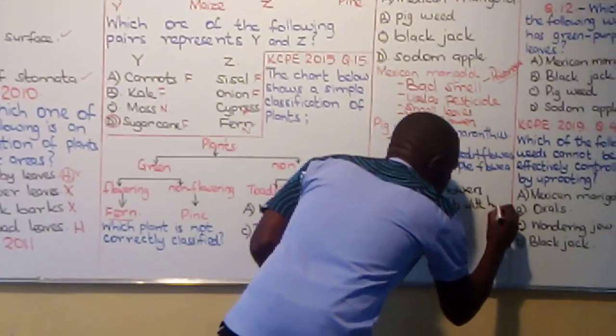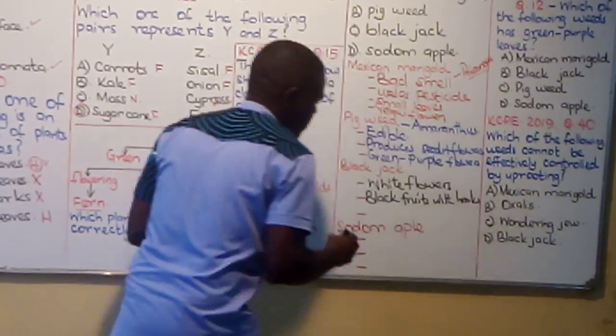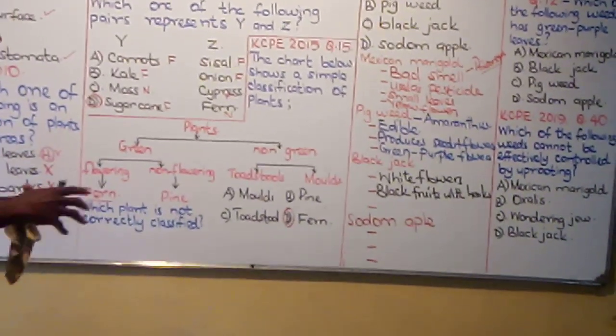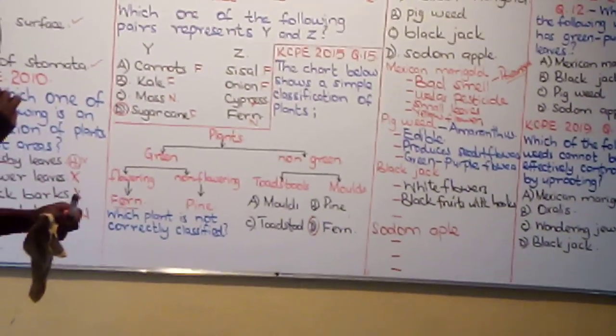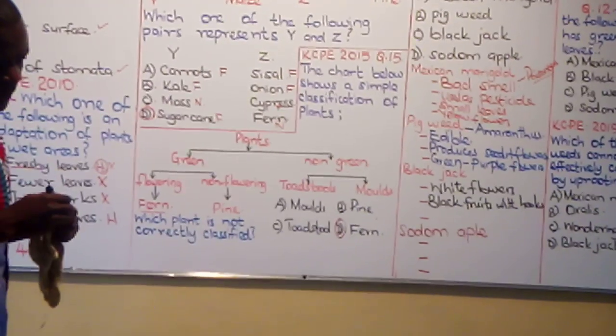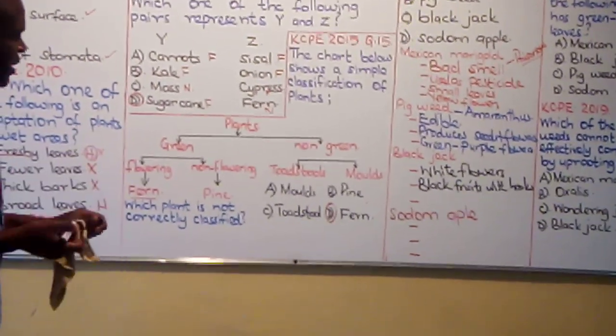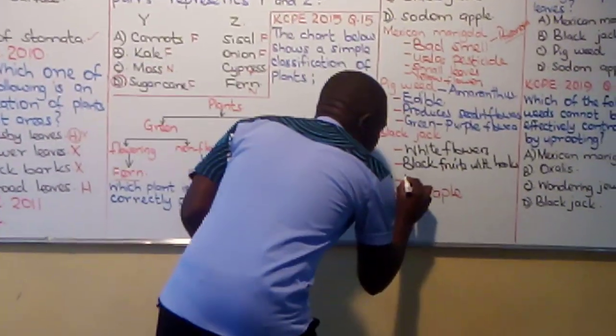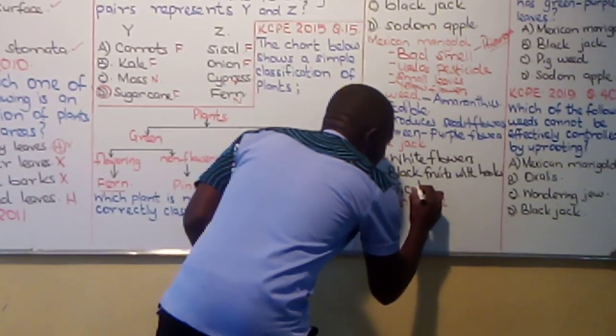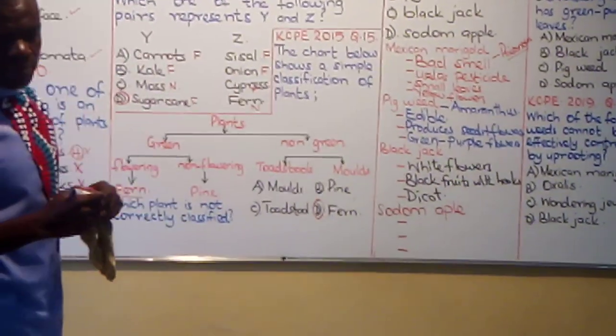With hooks. It attaches to the fur of animals and the claws as you pass by. It's a dicot leaf. It's a dicot. Blackjack.